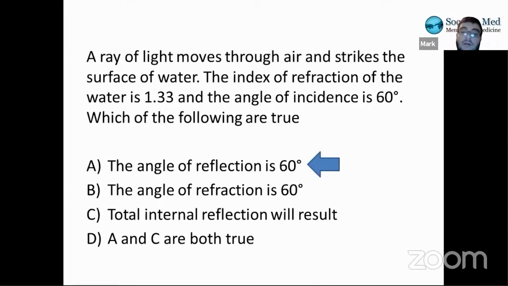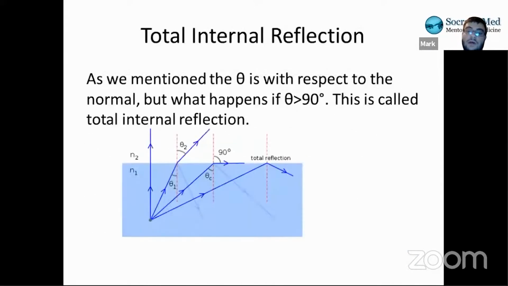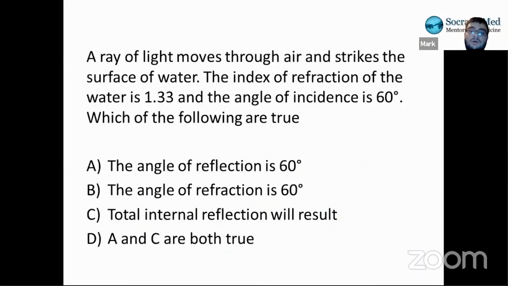That's it. Angle of refraction is 60 is not true, because refraction follows the n1 sine theta 1 equals n2 sine theta 2 rule. The only way for the refracted angle to be 60 degrees would be if the two substances, air and water, had the same n value, but they don't. The index of refraction of air is 1, water is 1.33. So the angle would decrease. I don't know what it would be, maybe like 50, but it would be less than 60.